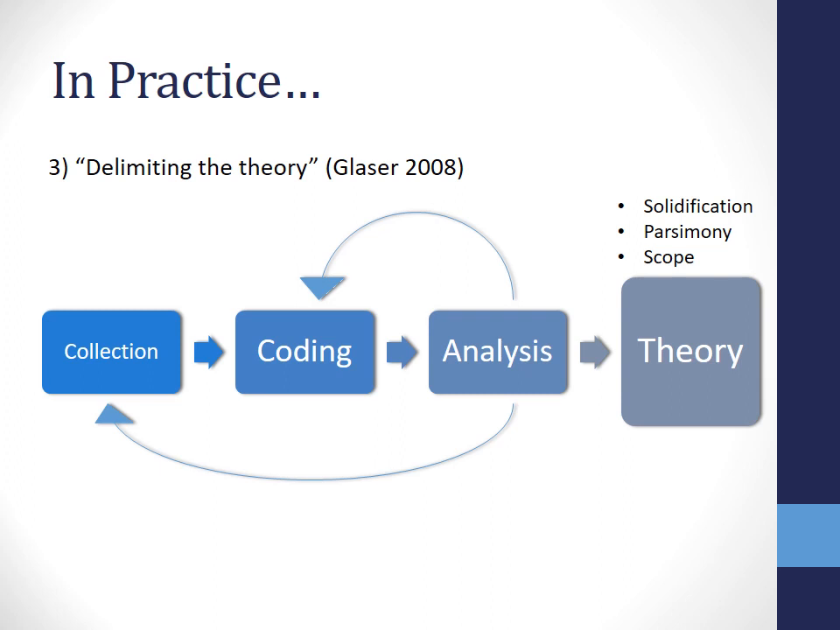Finally, as you near the point of theoretical saturation, your theory that explains the phenomenon of interest becomes more clearly delimited or defined. It is more solidified because it is informed by more data and has been repeatedly tested through the process of constant comparison. You have fewer pieces of new data you need to explore, and your coding schemes are more well defined, so these arrows are now smaller. At this point, you can hopefully achieve more parsimony and clarity in your theory and better define its scope.